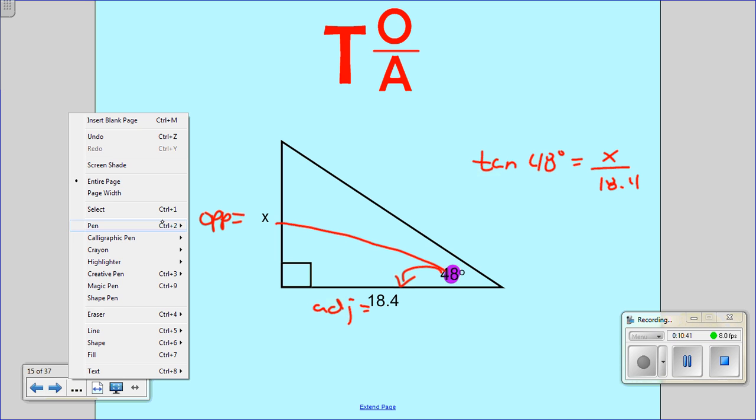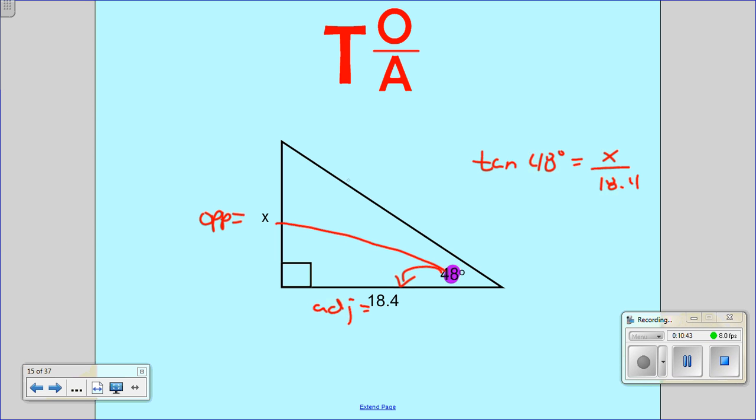So now again, put this over 1 so I can cross multiply. So that's 1 times x, which is x, is equal to 18.4 times tan of 48. Notice I always put the regular number before the trig. That's a good habit to do. Less likely to make a mistake that way, trust me.